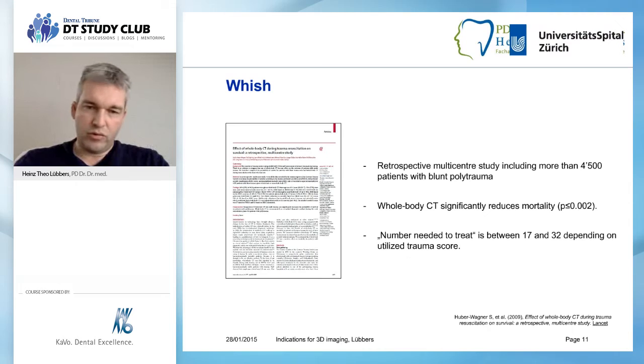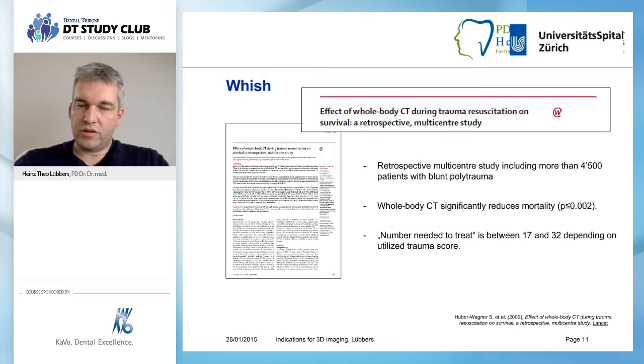The wish we all would have, or we all have, is something as clear as this study. It's a study which is looking at whole body CT during trauma resuscitation on survival. So we have a patient with a trauma. There are 4,500 in this study who had a severe polytrauma. And they found out that whole body CT reduces the mortality, and you need 17 to 32 patients to achieve one more survivor compared to a non-whole body CT.